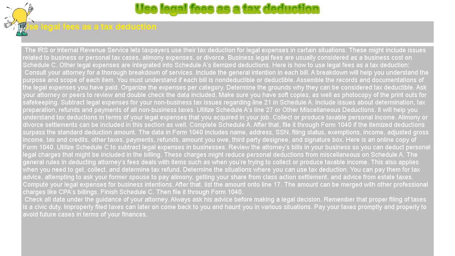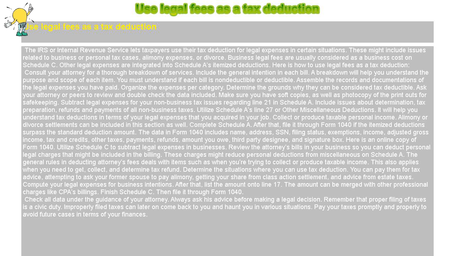The general rules in deducting attorney's fees deal with items such as when you're trying to collect or produce taxable income. This also applies when you need to get, collect, and determine tax refund. Determine the situations where you can use tax deduction.